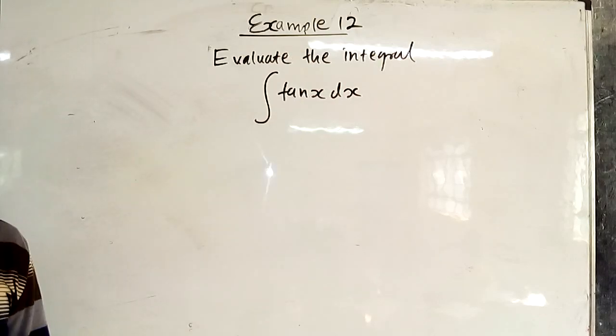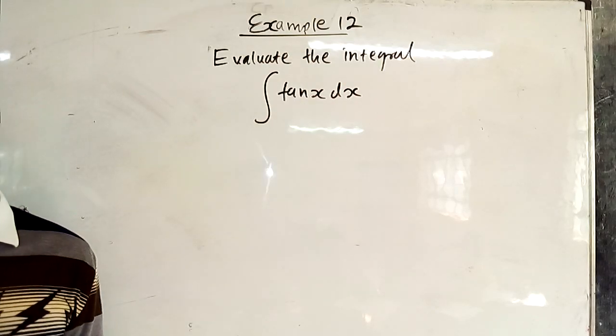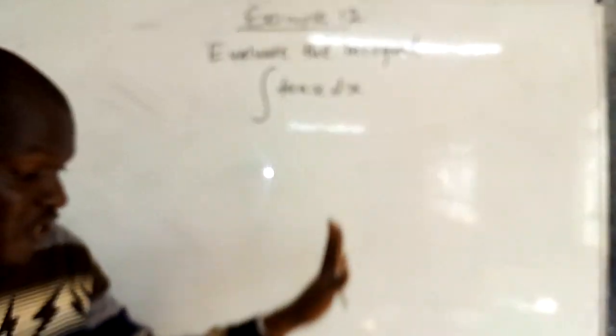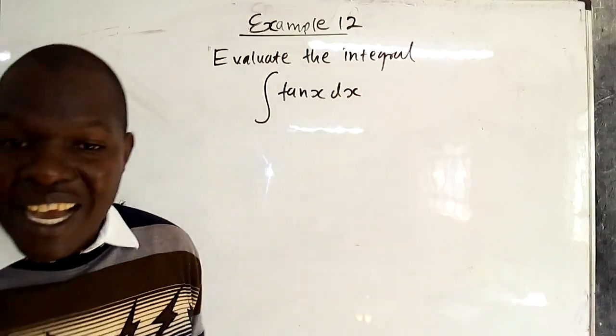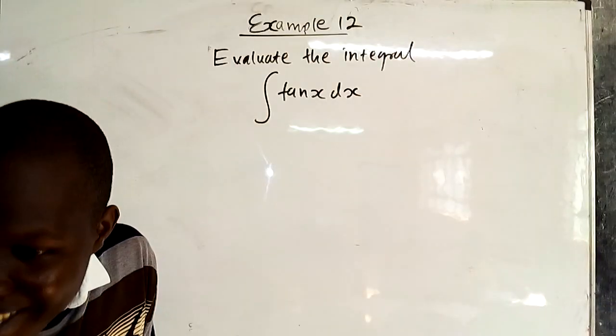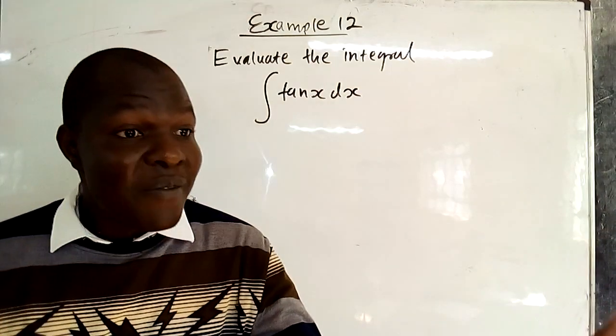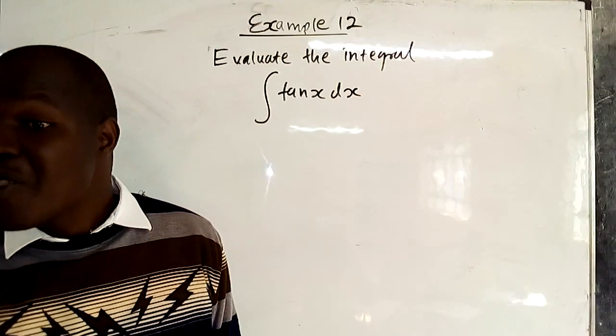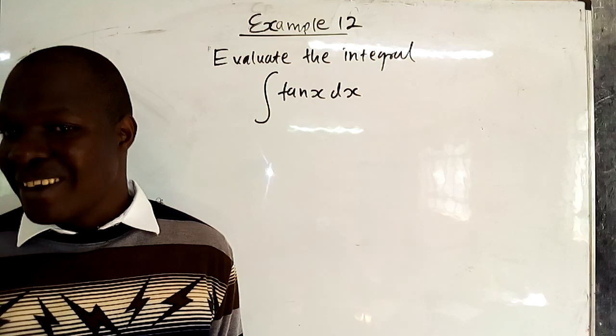Evaluate the integral, integrate tan x dx. Now, you want to see, that's the reason why I'm putting this: how do we get tan x? How do we get tan squared x? How do we get tan cube? Because you find all of them are tan, but with different powers have different methodologies. Are you seeing that? Are we together?